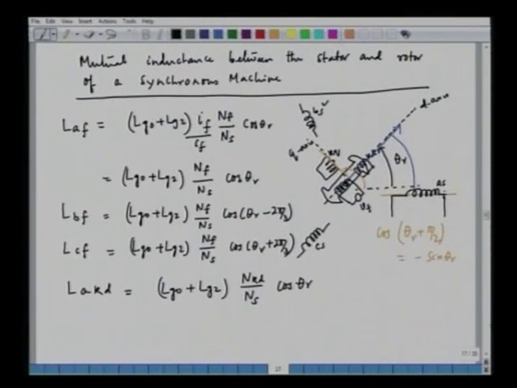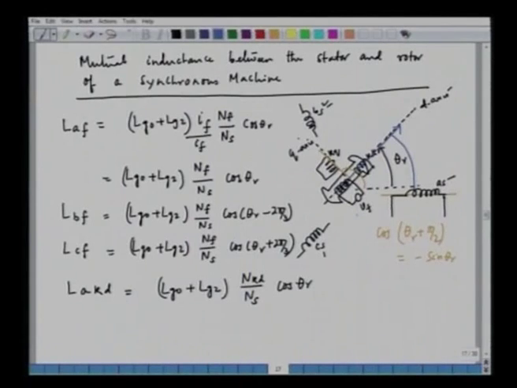Now, we will briefly review the inductance expressions for the stator and the rotor, and the mutual inductance between the stator and the rotor, and we will start from that. Now, if you see, this is a three-phase synchronous machine, where we have phase A, phase B and phase C, and the rotor is a salient pole rotor. This is our D axis and this is the Q axis, and we are now trying to evaluate the mutual inductance between the rotor and the stator.